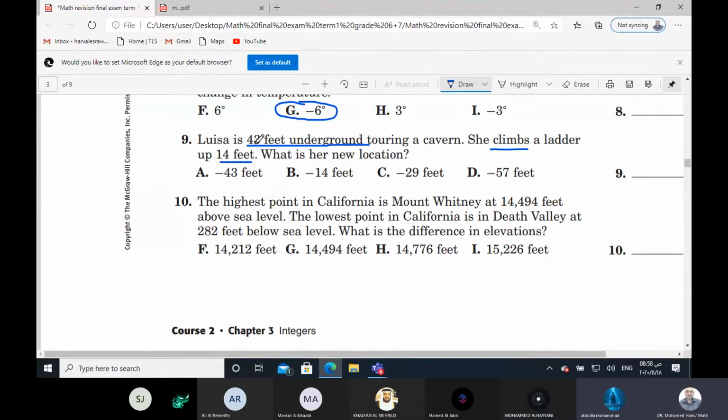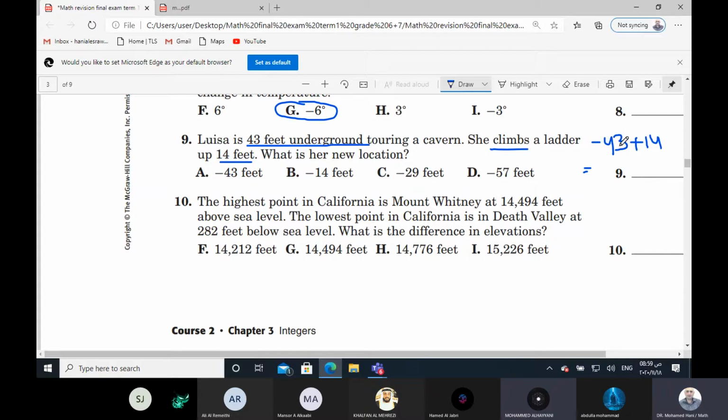Is 43 negative or positive? 43 is negative, because it says underground. And is the climb positive or negative? Positive, because she climbs up.